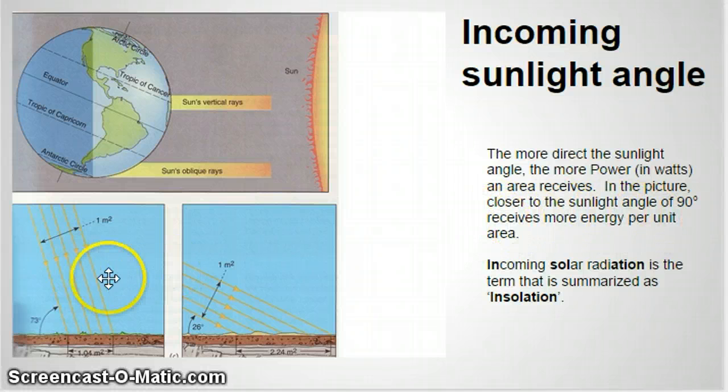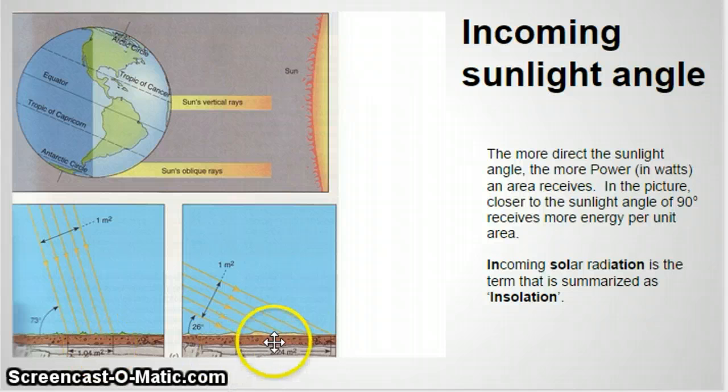area. So if I look at this picture here, where the sunlight is coming at a 73-degree angle, the total energy in these 5 arrows, or these 5 rays, is distributed amongst 1.04 meters squared of area. Whereas at this low incidence angle of 26 degrees, that same amount of sunlight energy, denoted by these 5 incoming rays, is spread out over 2.24 meters squared. In other words, this is getting much more direct sunlight. This one has that heat energy distributed over a greater area.